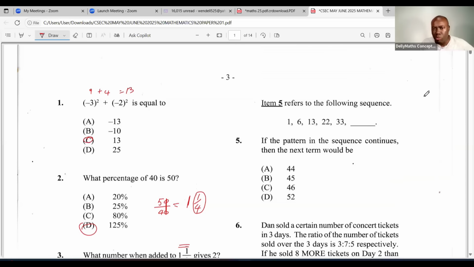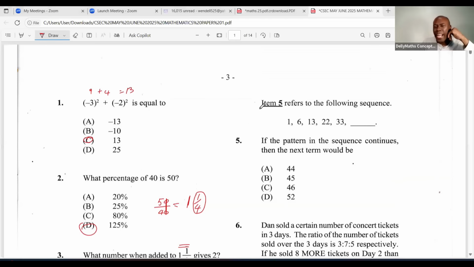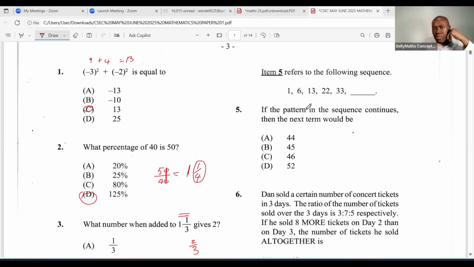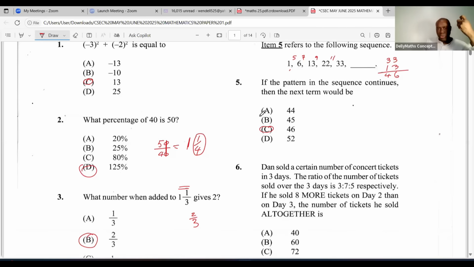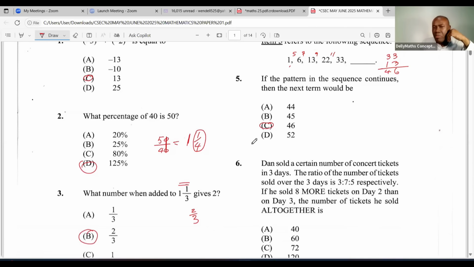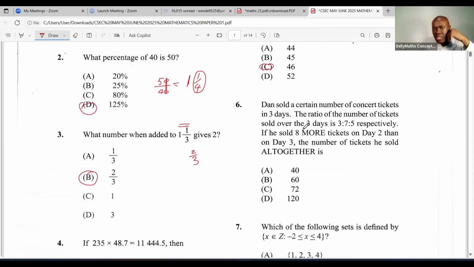All right, let's go to number 5. So we're looking at these numbers. It says if the pattern in the sequence continues, what is the next number? Let us subtract. This is 5 between, this is a 7 between, this is 9. This is a repeat question as well. All right, this is 11. So you could see then if you take your 33 and you add 13, the next number would be 46. So the next number is 46. Those questions, we saw them a lot.